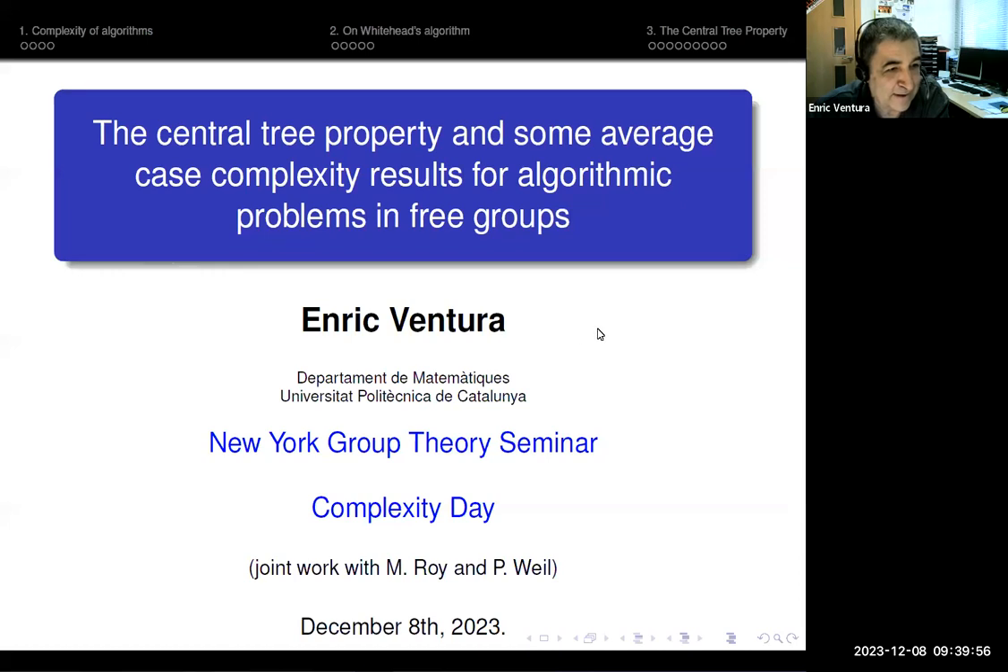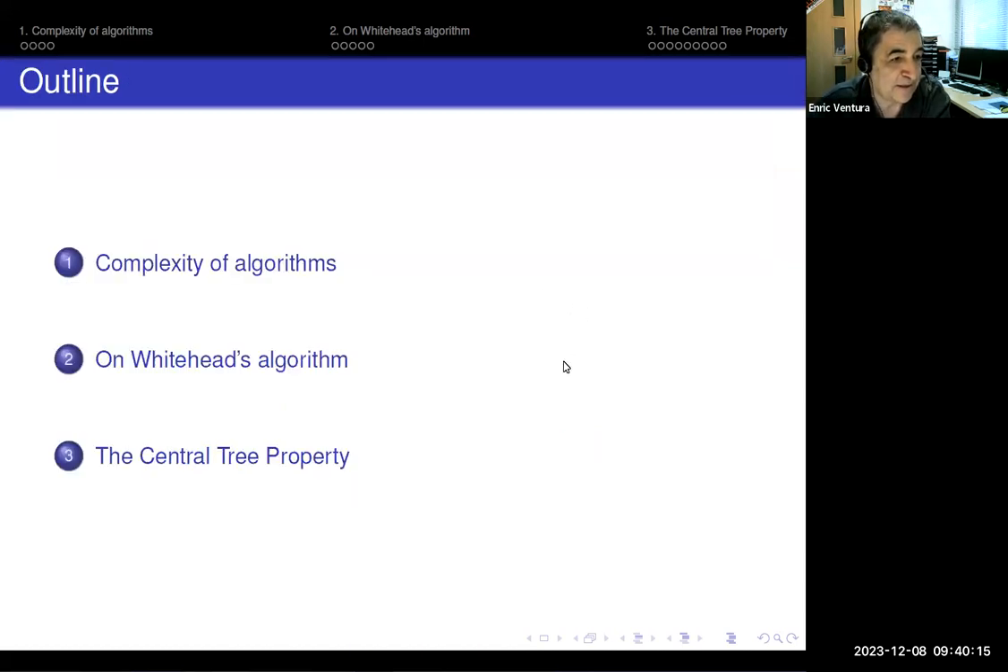Okay, so we'll try to talk about a recent result. This is joint work with Malika Roy and Pascal Weil, and it's a recent paper on average case complexity of some improvements of classical algorithms, improved from this average case complexity point of view. I will first talk a little bit about the classical Whitehead's algorithm, and then some improvement that we are doing using this central tree property.